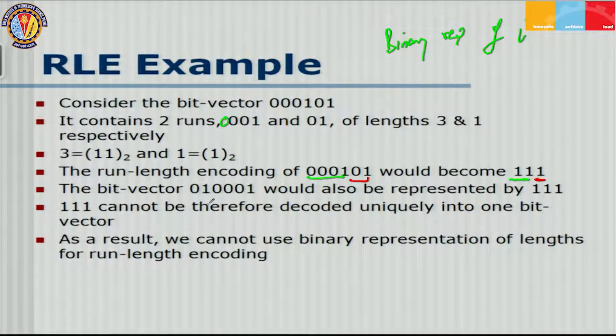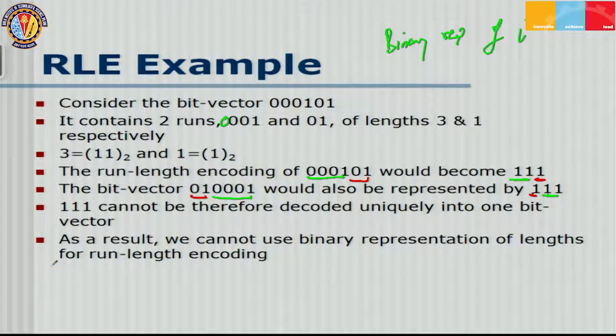Now if I look at another bit vector, say 01 and 001. This 01 is represented by the first one, and again I need to change the color, and this green part is represented by these two.